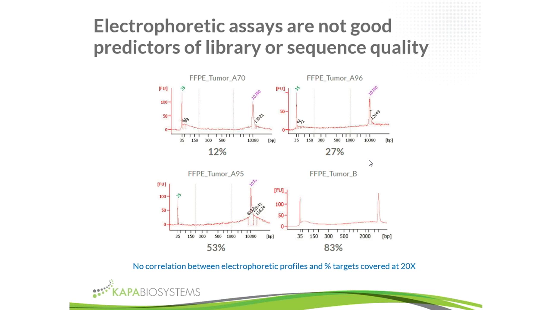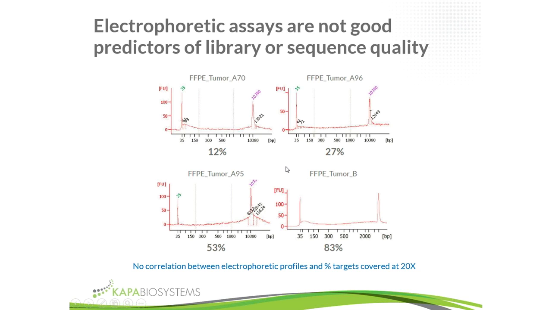Similarly, electrophoretic assays aren't good predictors of sequence quality in the end. So we've given here the percentage of targets covered at 20x for a few FFPE samples processed in a whole exome capture pipeline. And this is what we typically see for FFPE samples. Sometimes the DNA doesn't look fragmented at all. The electrophoretic profile looks very much like that of a good quality sample. And in many cases, we see an appreciable amount of fragmented DNA in that initial sample.